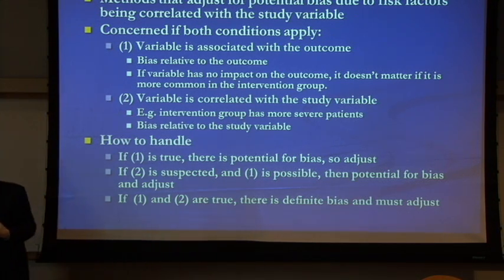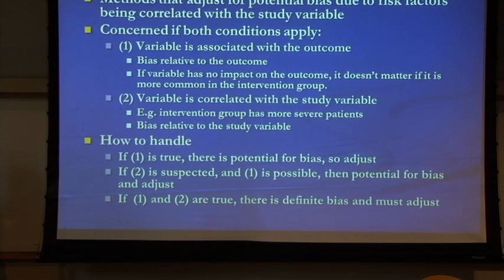But a priori, we often don't know that will be the case. So if one is true, we think the variable is associated with the outcome variable, then we adjust because there's potential for bias. And that's where we just say, what are the usual predictors of that outcome? We want to make sure we adjust for those. If 2 is suspected, that we think it may be associated with the study variable, then as long as it's even possible that it could be associated with the outcome, we'll be safe and you adjust. If it turned out both were true, it's associated with both the outcome and the study variable, then we know there's definite bias. And if you didn't include it, your numbers are definitely going to be wrong.